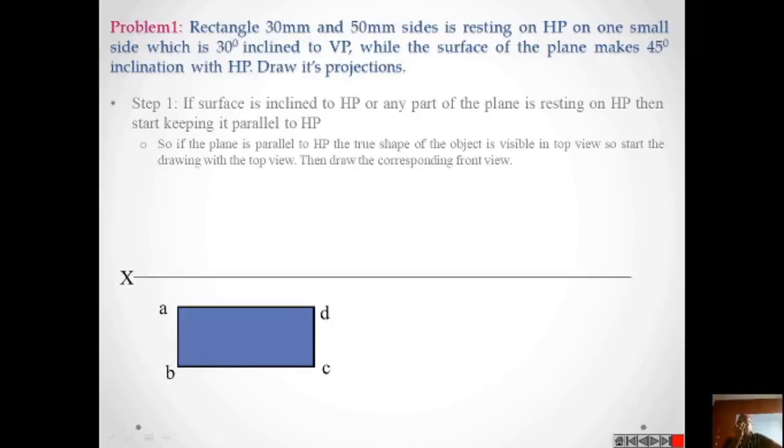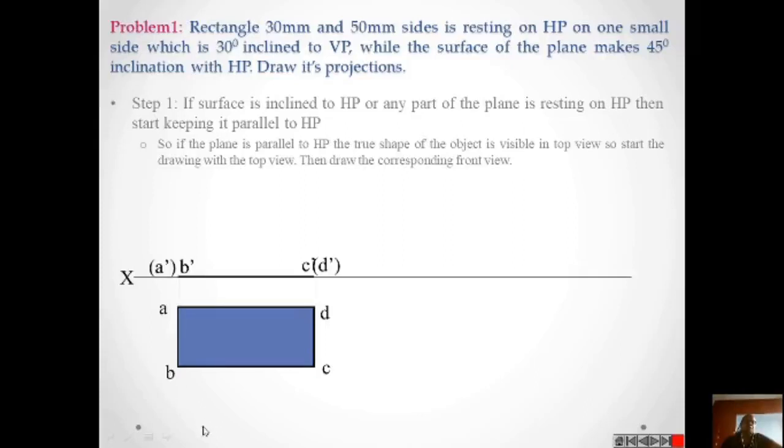If it is resting on the longer side, then we will keep the longer side perpendicular to xy. Okay, so the next thing is drop the projections and get the front view. So in the front view, here A, B are there. The front view of AB is A dash, B dash.